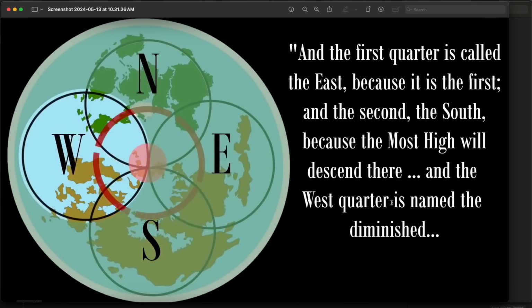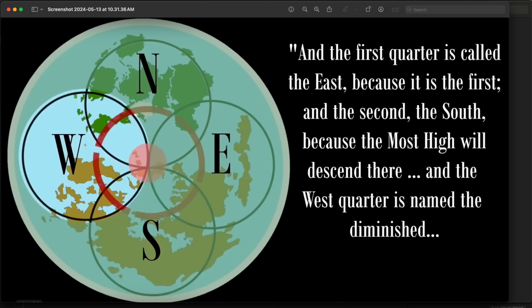And the west quarter is named the diminished. Why? Well, I think for a couple reasons. Number one, now you're asking people to not only go from the first quarter in the east where life began, but to the second quarter, which it was very hard to get from here to here, especially back then. Now you're going over here to the west, another 2,000, 2,100 years later. Well, that's where we are now.